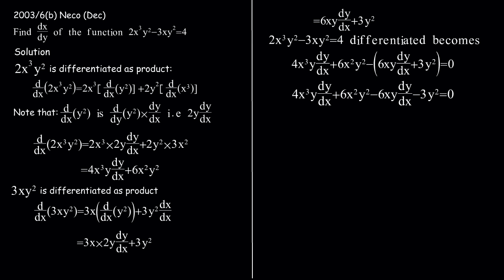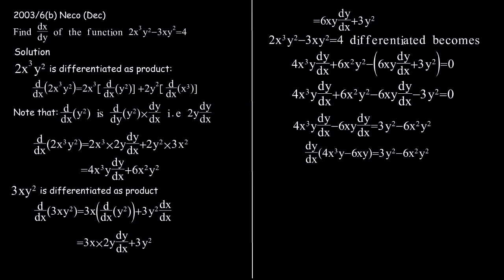Now collecting like terms, that's taking all our dy/ds components to our left hand side and the rest of our equation to our right hand side, it becomes 4s cubed y dy/ds minus 6sy dy/ds equals 3y squared minus 6s squared y squared. Factorizing our left hand side, that's bringing the dy/ds component out, dy/ds in bracket 4s cubed y minus 6sy equals 3y squared minus 6s squared y squared.